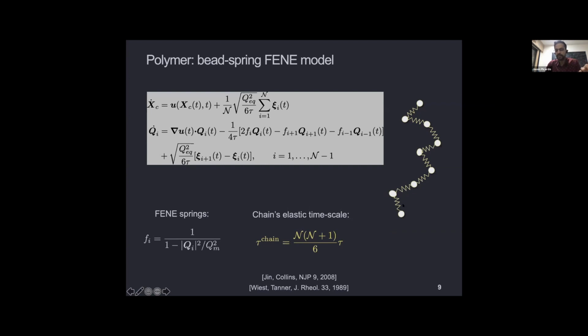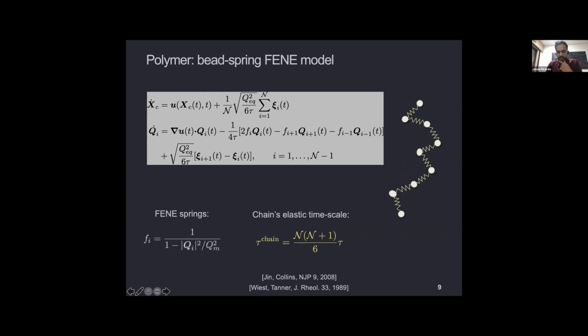But the question is, if I have, let's say, 10 of these links, then what is the effective relaxation time of the whole chain? So that is quite well described by this mapping, which was first introduced by Jin and Collins in DNS. And I can discuss the physical background to this if you're interested, in the question and answers.